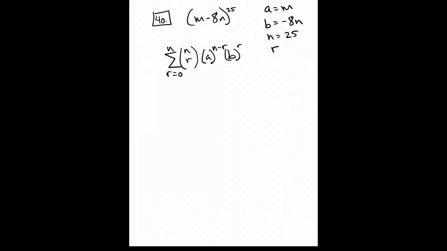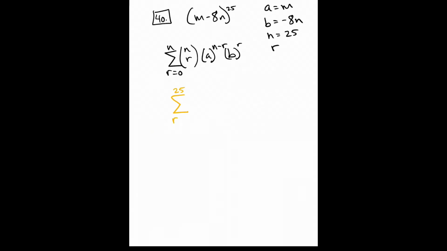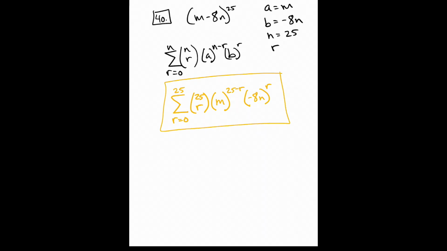Okay, so let's go ahead and dive in now. Here again is my sigma notation. My n is 25, my upper bound. My lower bound is 0 because I don't know yet; I can choose any lower bound I want, so I'll leave it as 0 for now. Then my coefficient, my n choose r, is 25 choose r. I'm leaving all my r's as is. My a term is m raised to the n minus r, so it's going to be m to the 25 minus r, times my b term, which is negative 8n raised to the r power. And that does it. This is the sigma notation for this binomial expansion.